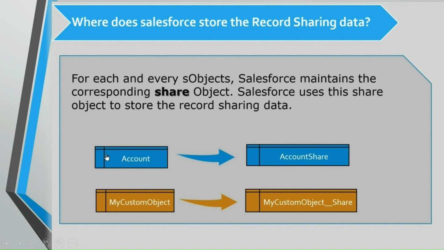For example, each account's sharing information will be maintained in the AccountShare object. And for each record of myCustomObject, the information would be maintained in myCustomObject__Share. Let us see what fields we have under these share objects. Please note that the fields of the objects are the same, and the only difference is the object name. For a standard object, Share is attached to the object name. For a custom object, __Share is attached to the custom object name. Now let's see what fields we have for this share object.